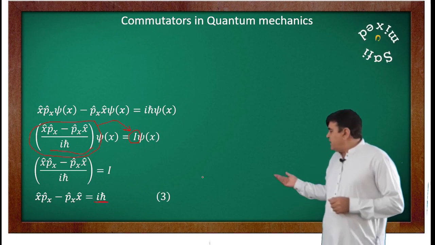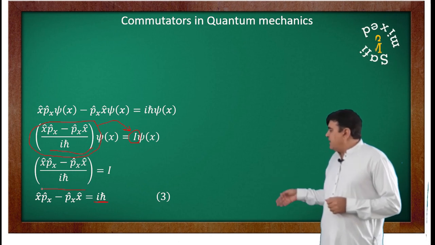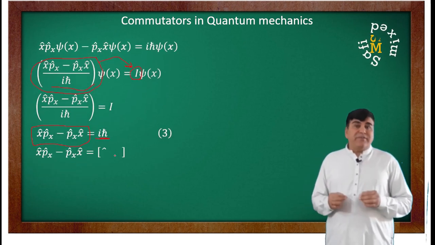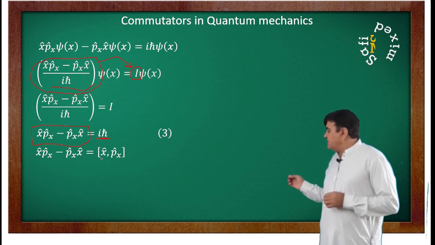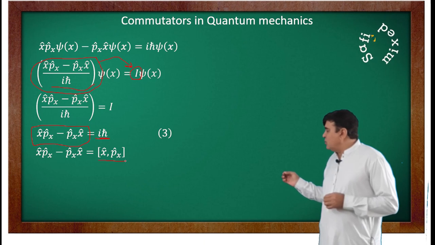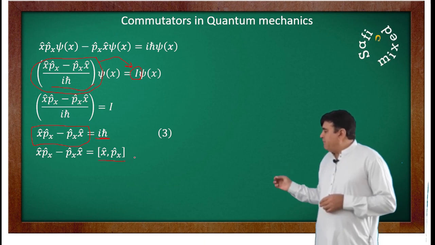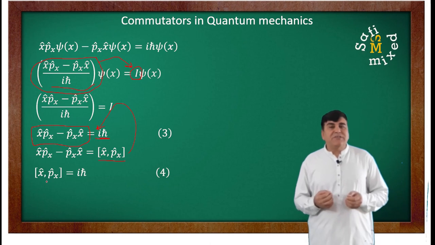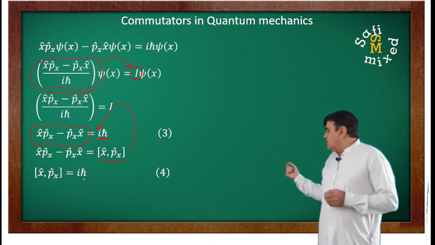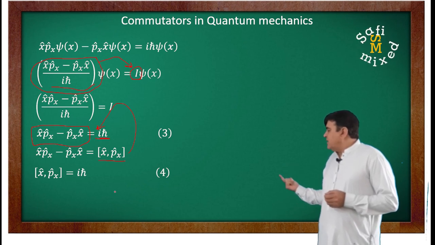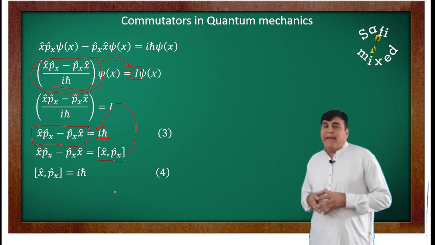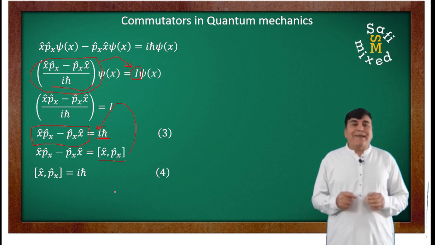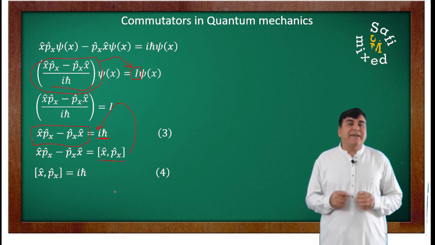Now, rearranging this equation, we can write x times p sub x minus p sub x times x equals iota h bar. Traditionally, the left side of this equation is written as x p sub x minus p sub x times x equals square bracket x comma p sub x square bracket. Substituting this form, equation 3 can be rewritten in the form of square bracket x comma p sub x square bracket equals iota h bar. Equation 4 is called the commutator of the position operator x and the component of momentum along x axis.